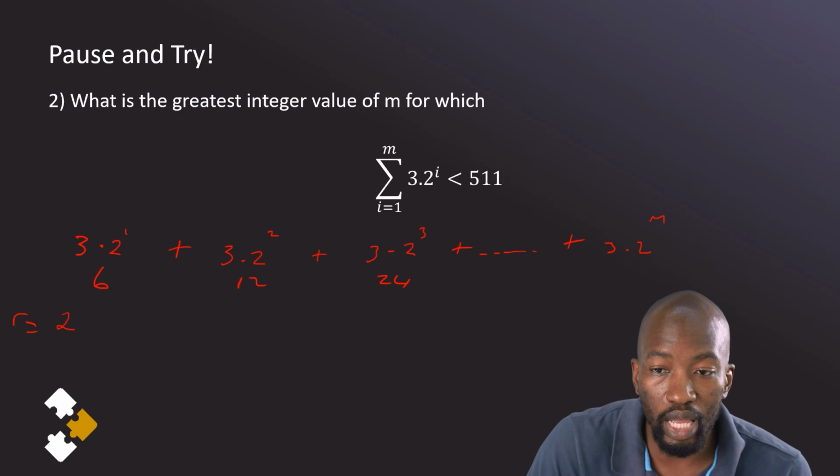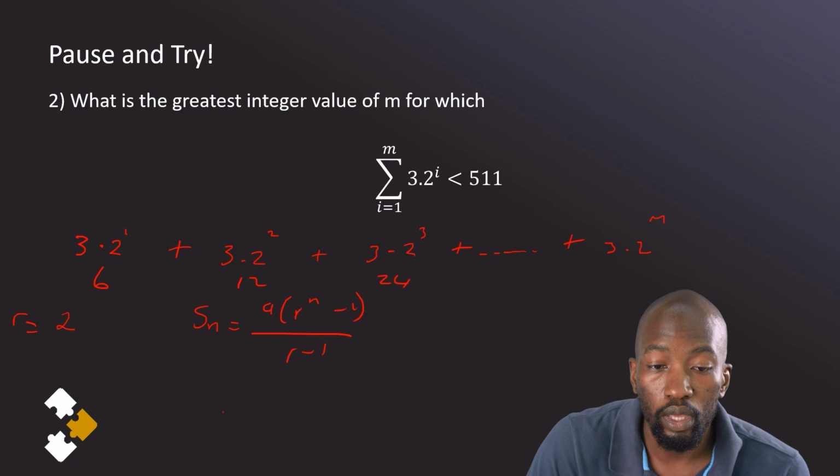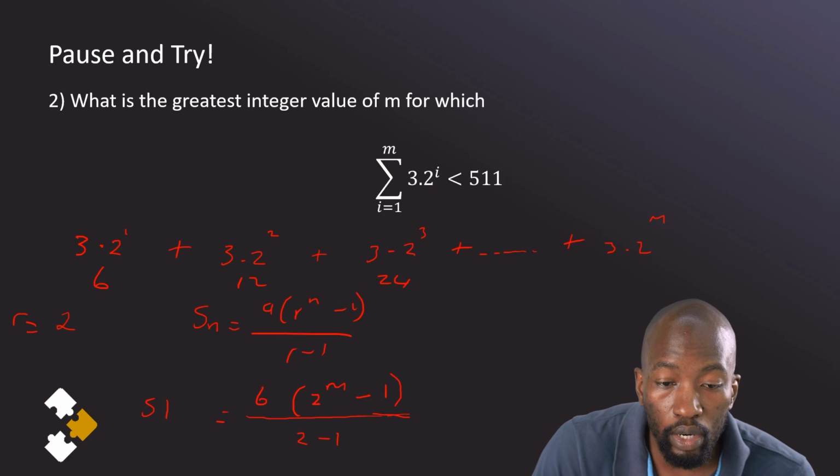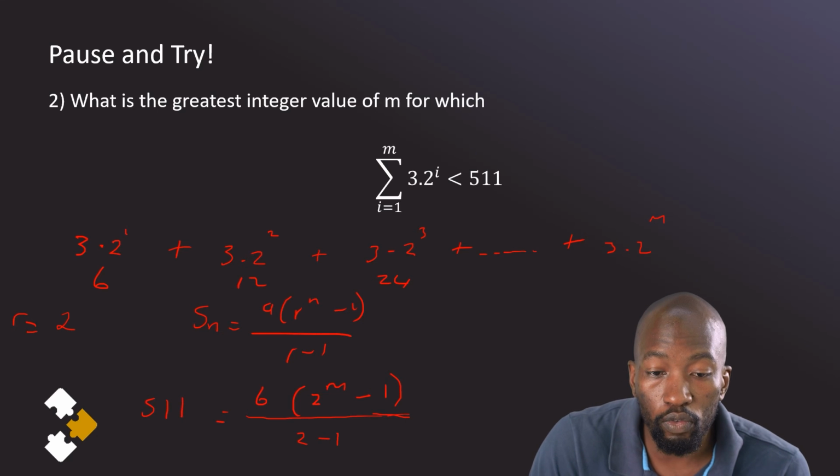Now let's use the sum formula. So Sn is equal to a into r to the n minus 1 over r minus 1. Then what is our a value? It's 6. What is r? 2. Then n would be m. Minus 1, let's close the bracket up there, then this is over r, which is 2 minus 1, right? So we're going to equate this to 511 and then try to solve for m.